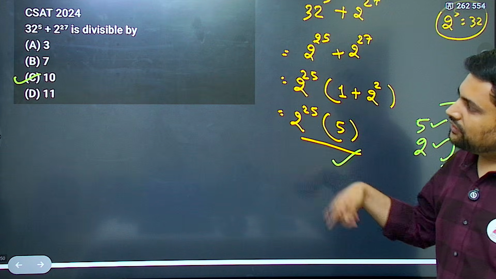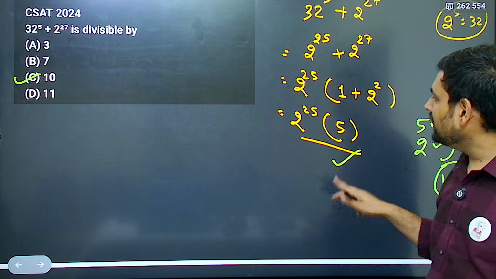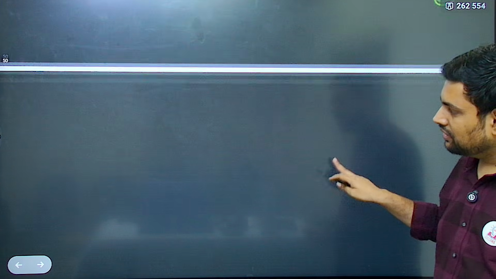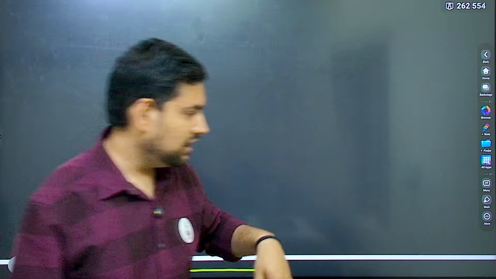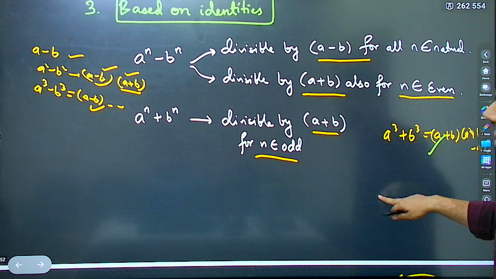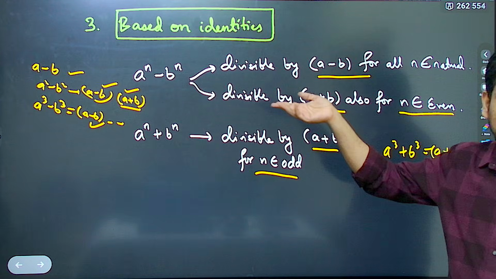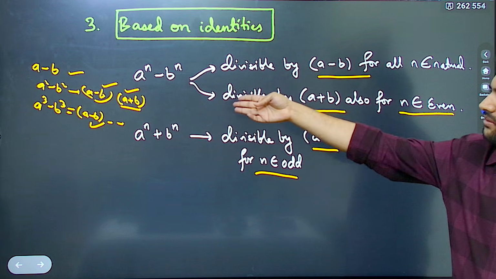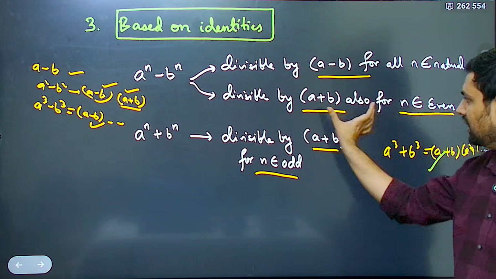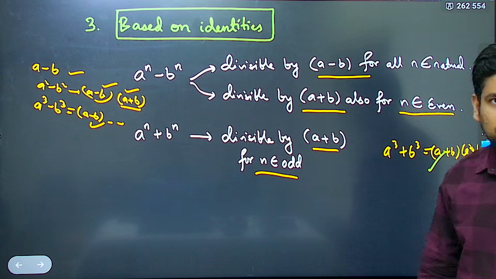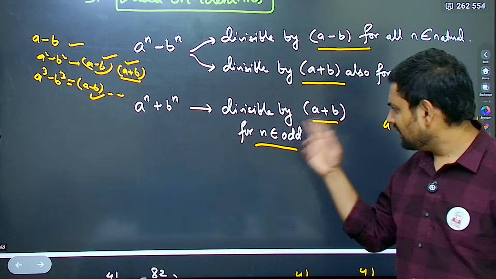Then see this, 3 power 32, power 5, 2 power 27. Again, same thing, taking common. Similarly, one more question we had done was 10 power something divided by 6. So sometimes you may find a pattern with respect to the same remainder being repeated. So that also remember. Then based on identities, this is fine. Sometimes if they come a power n minus b power n divisible by a minus b. If n is even, then a plus b and a minus b both. Then this also you remember.